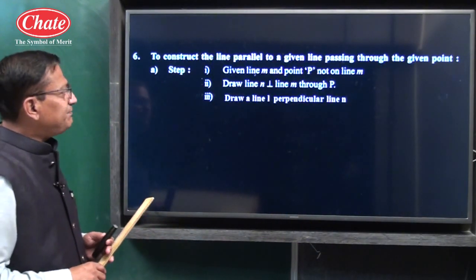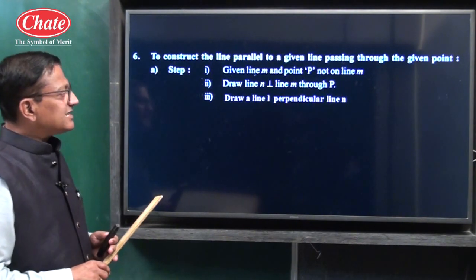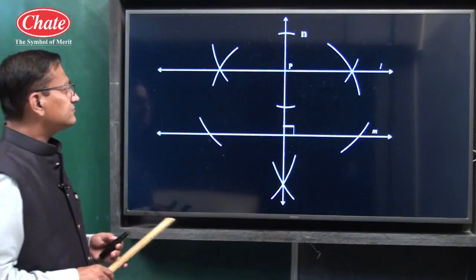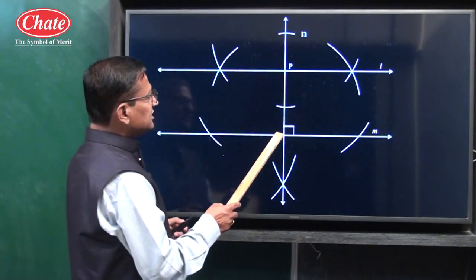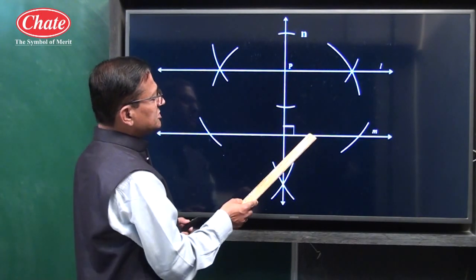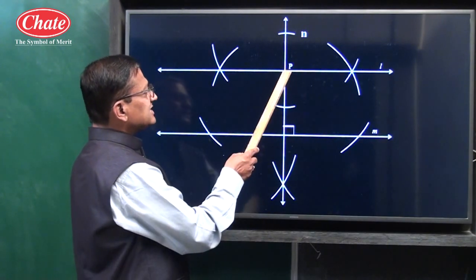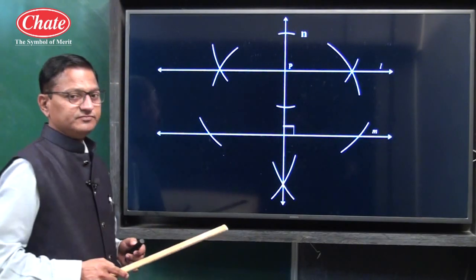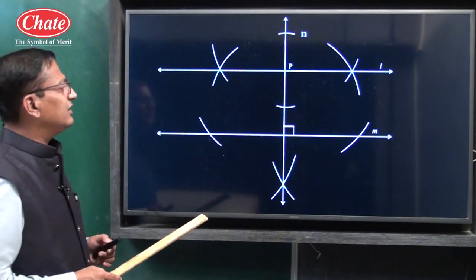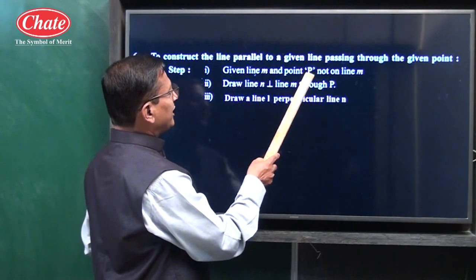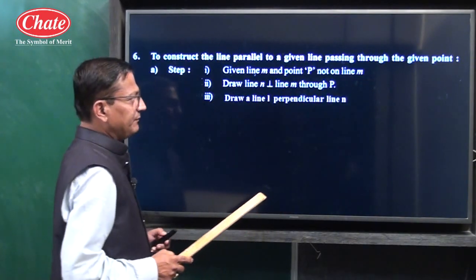To construct the line parallel to a line passing through a given point. See here. Construct a line which is parallel to the given line and passing through a given point. Point P is the given point. Given line M and point P not on line M.